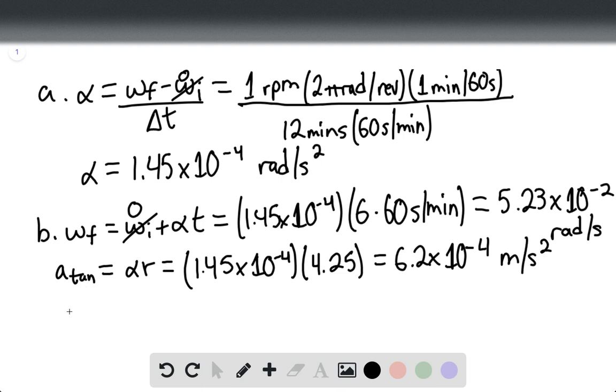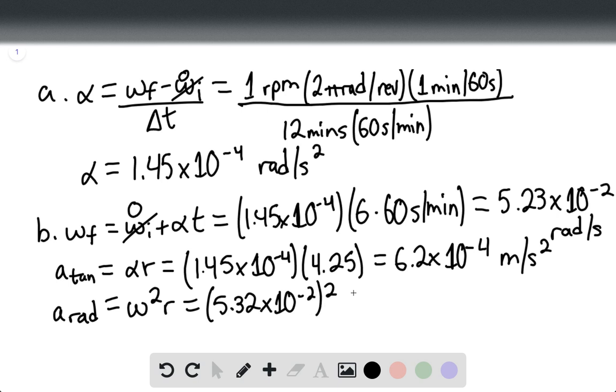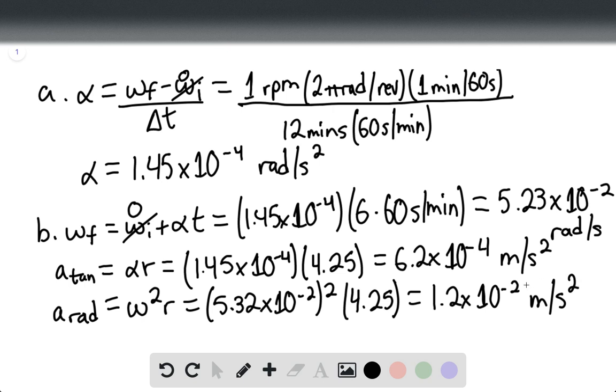Now, to find the radial acceleration, this will simply be equal to the omega squared times the radius. So this will be 5.32 times 10 to the negative second squared times, again, 4.25. And we're finding that the radial acceleration is going to be equal to 1.2 times 10 to the negative second meters per second squared. So that would be the end of the solution.